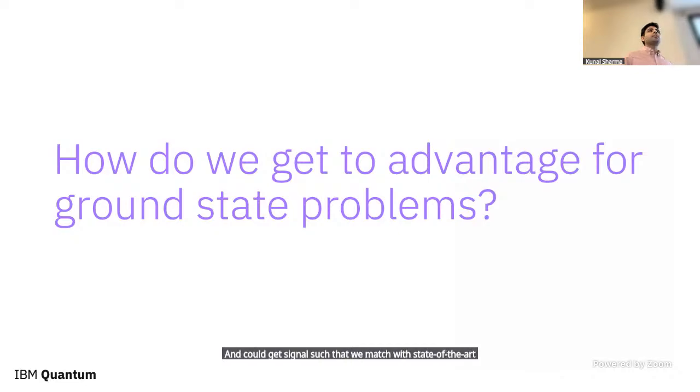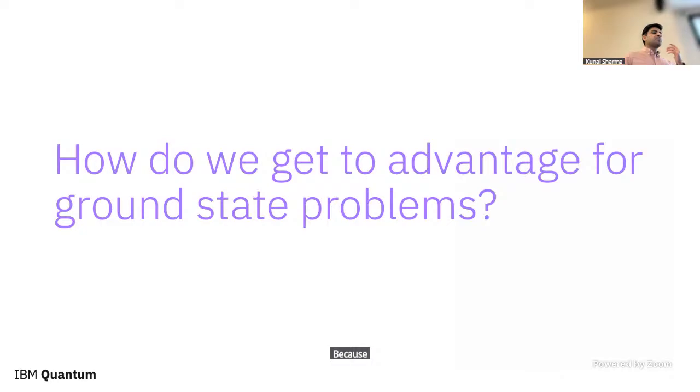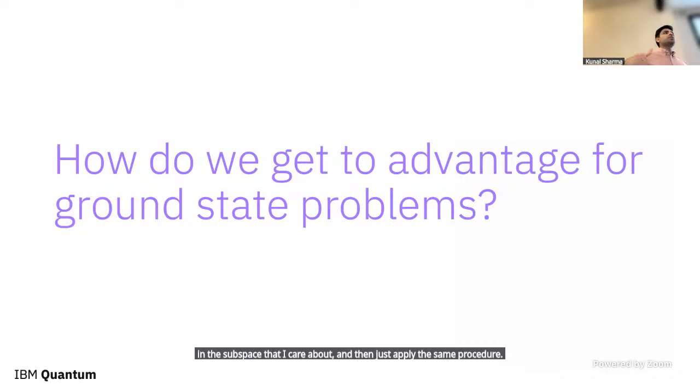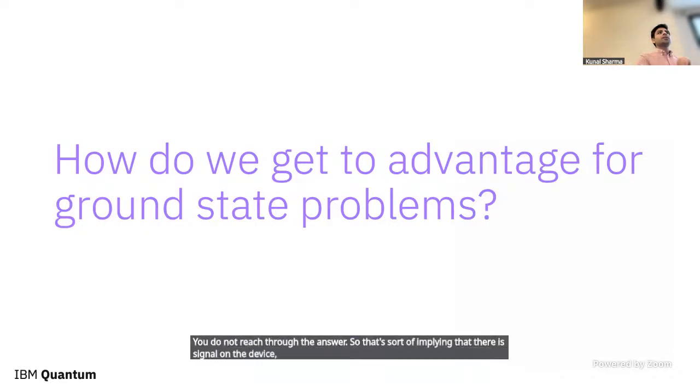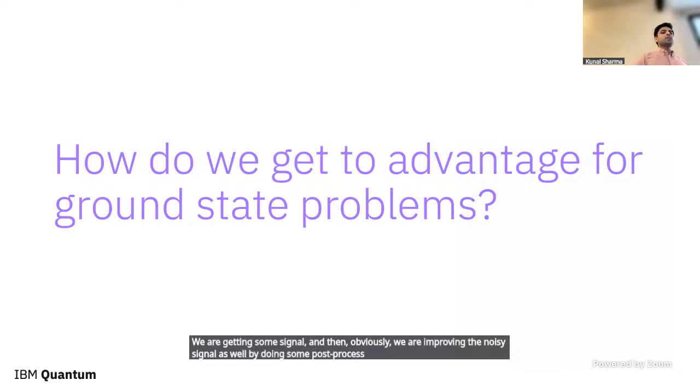I would not have predicted this even a year ago, because you can ask the question: what if I do this procedure by just randomly sampling bit strings in the subspace that I care about, and then just apply the same procedure? You do not reach the answer. So that implies that there is signal on the device. We are getting some signal, and then obviously we are improving the noisy signal as well by doing some post-processing on the HPC side.